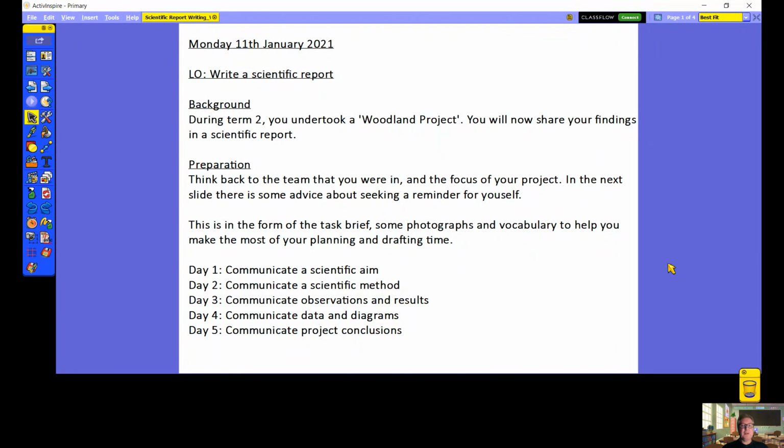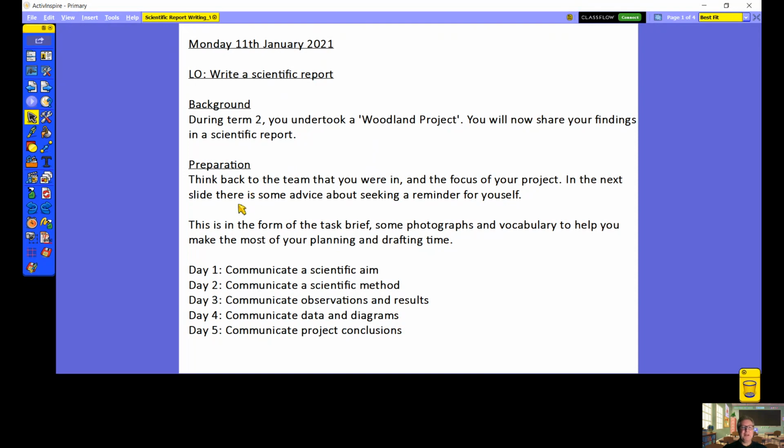So what you can see in front of you is the first support slide today. We're on Monday, the 11th of January, and the learning objective for the whole week will be to write a scientific report. Just by way of background, remember that during term 2 you undertook a woodland project, and now you're going to share your findings in the form of a report.